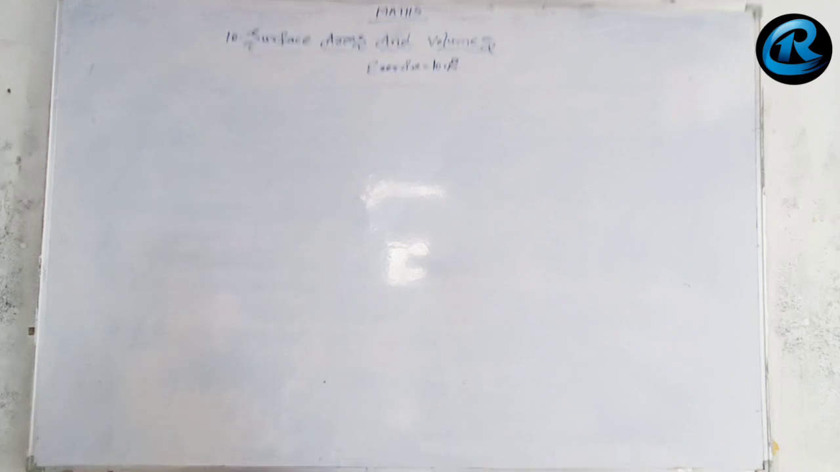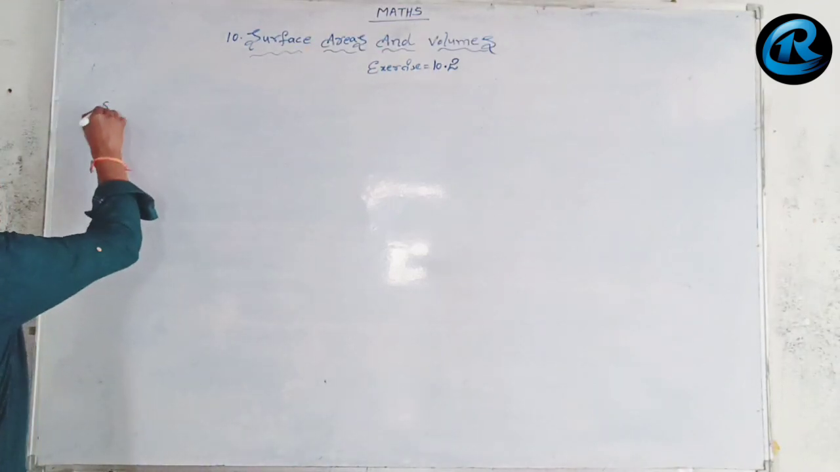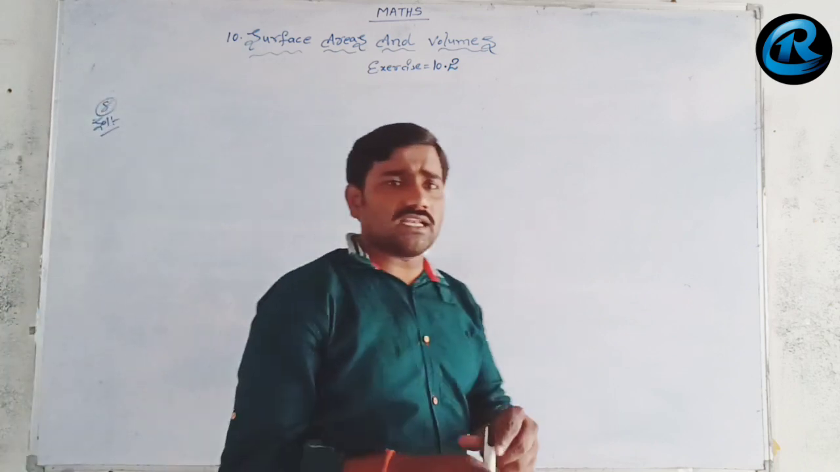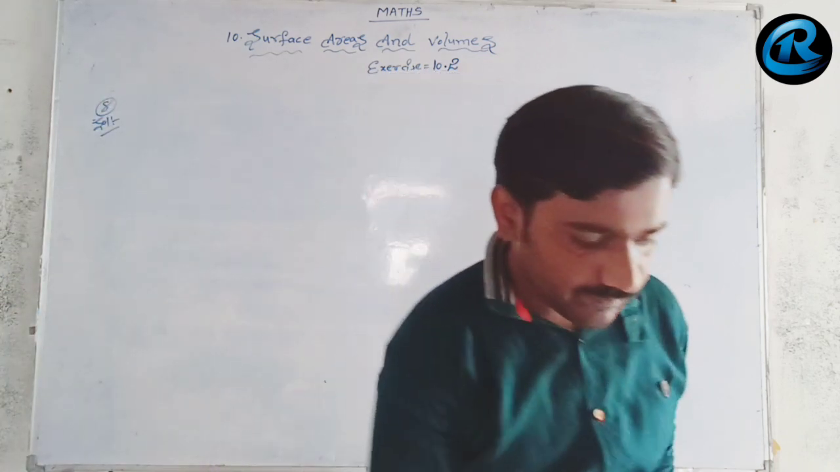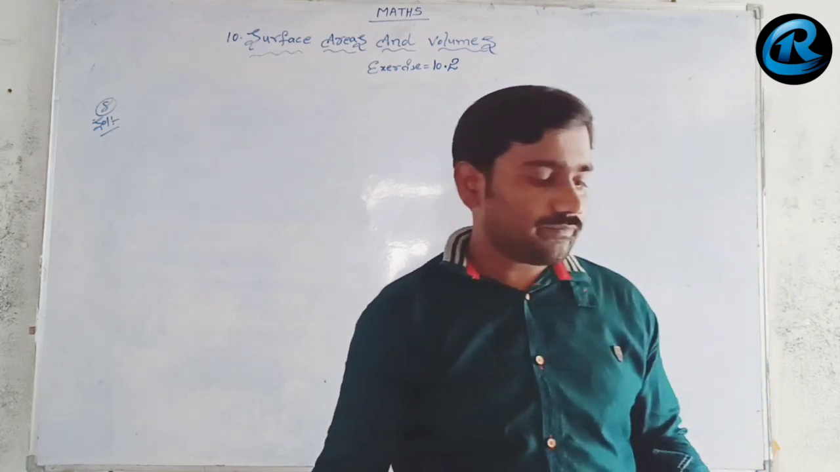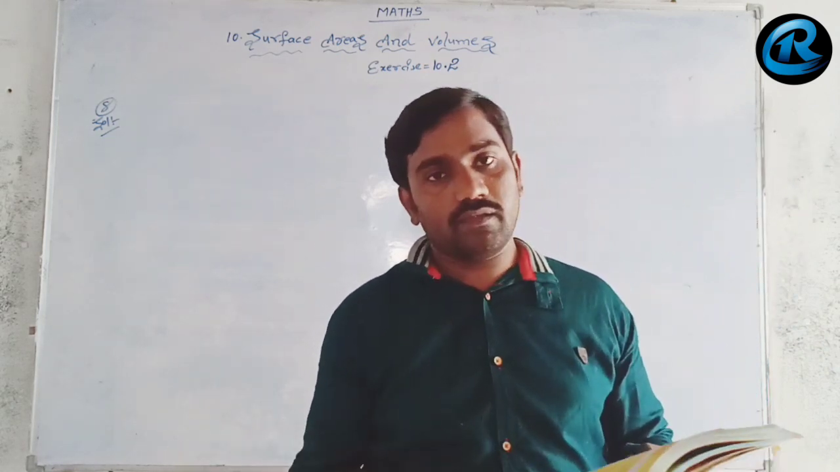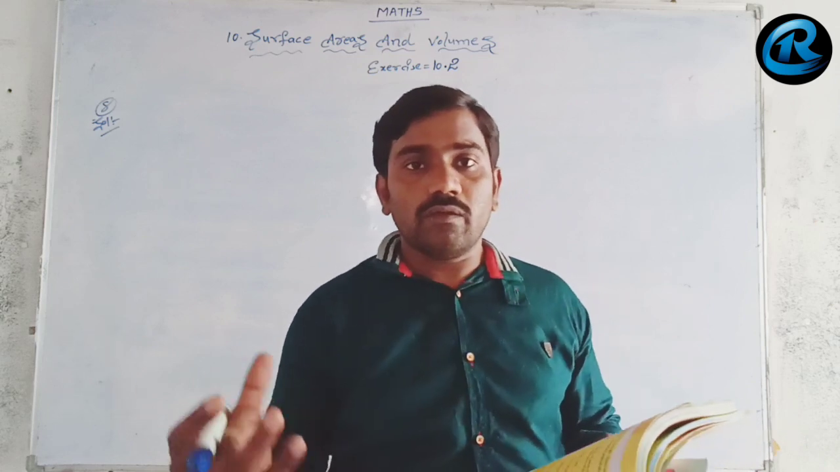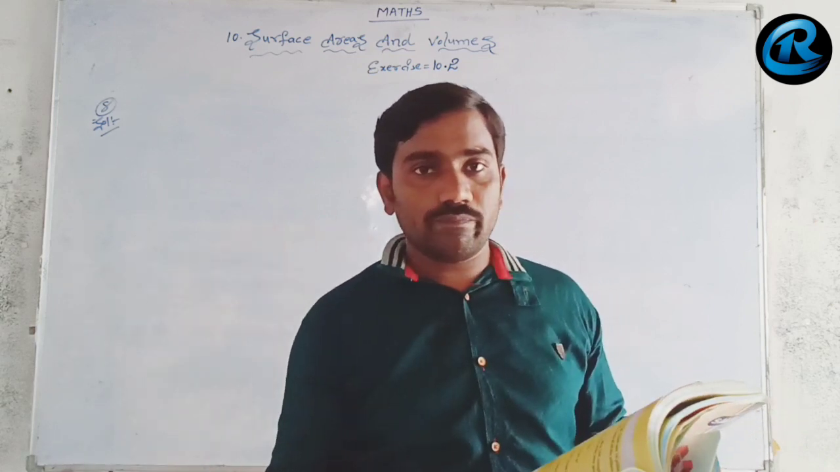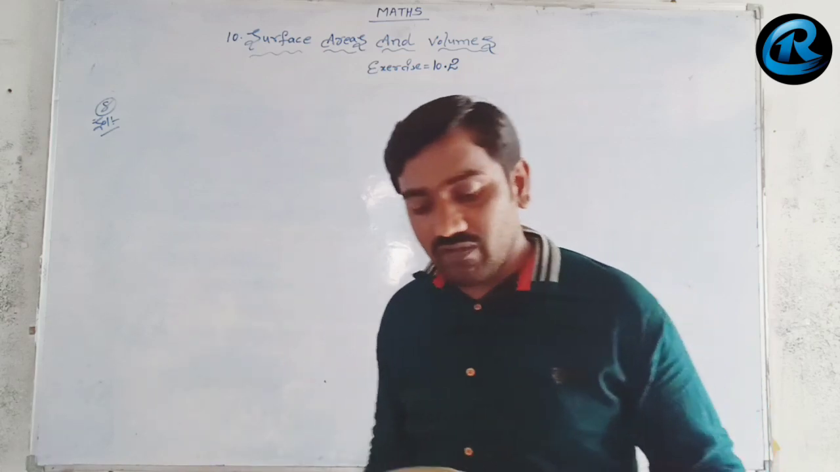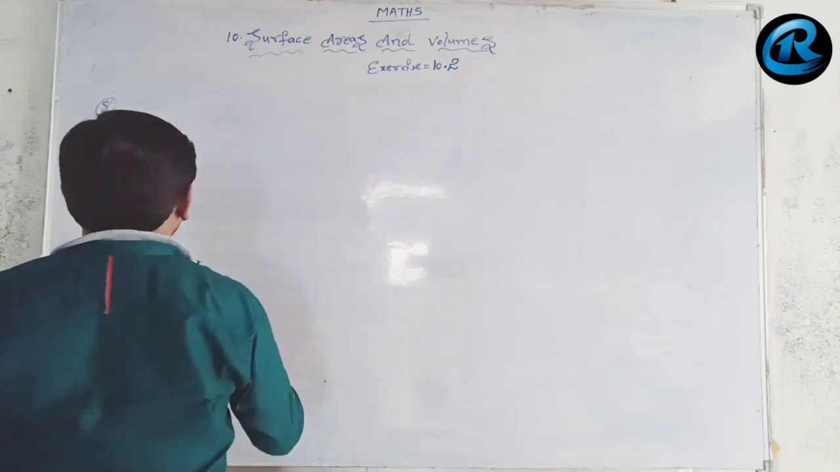Now we go for question number 8. Let's see question number 8. It's like question number 7 only, the same model question. The inner diameter of a circular well. What shape will a well be? Cylinder shape. So the inner diameter of a circular well is 3.5 meters.